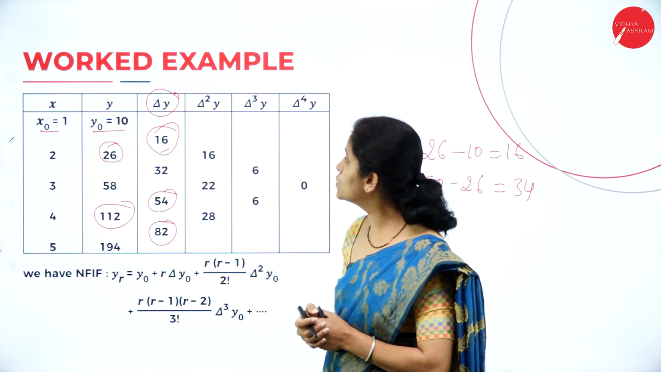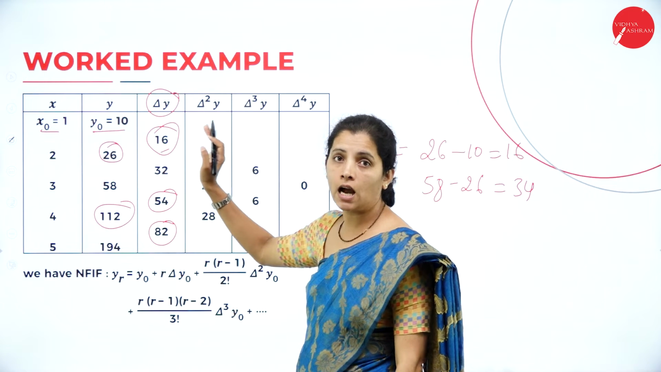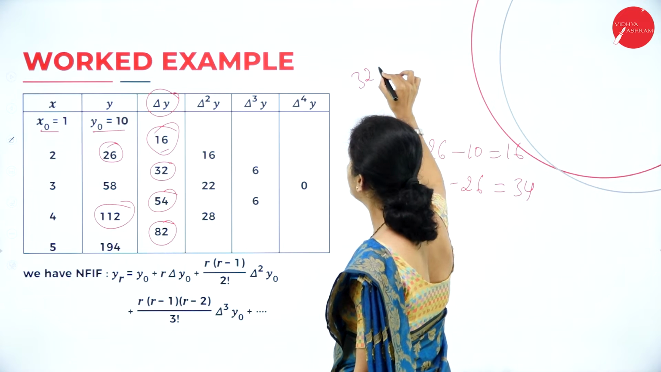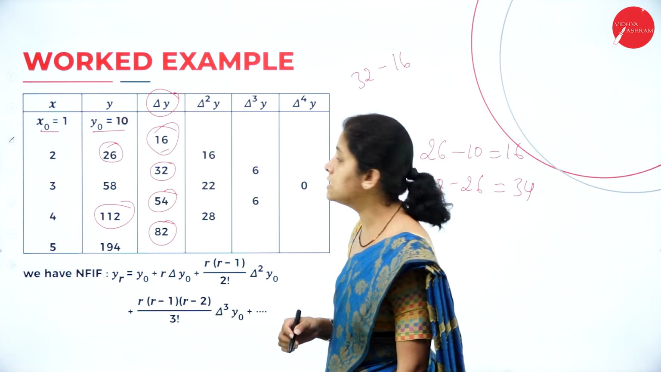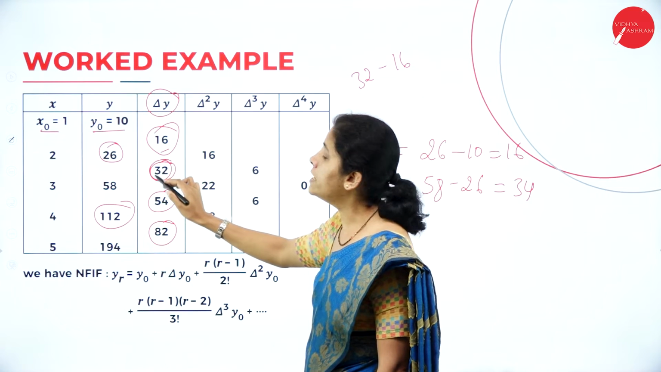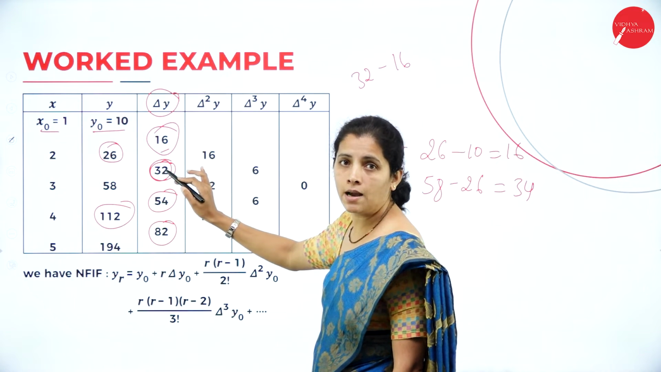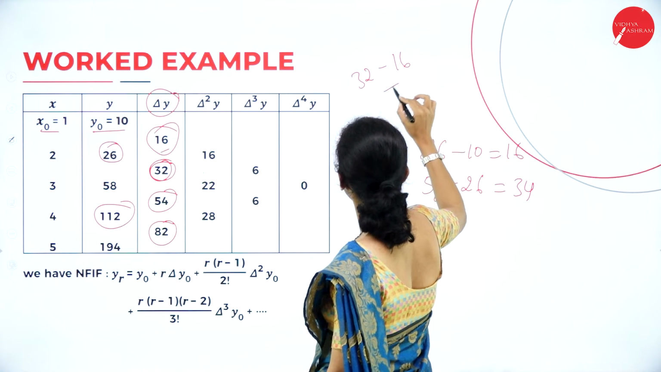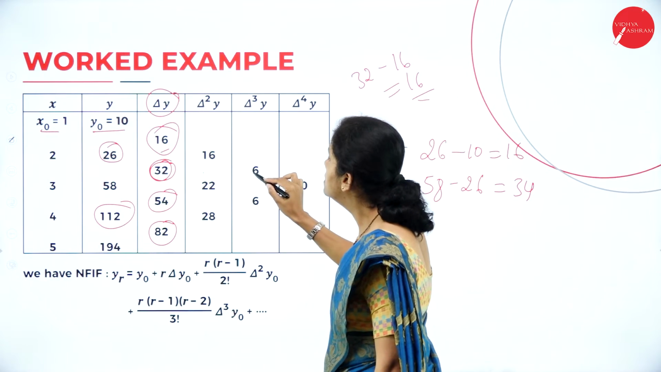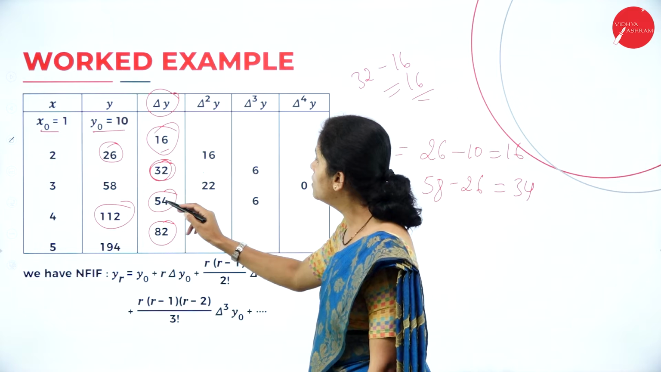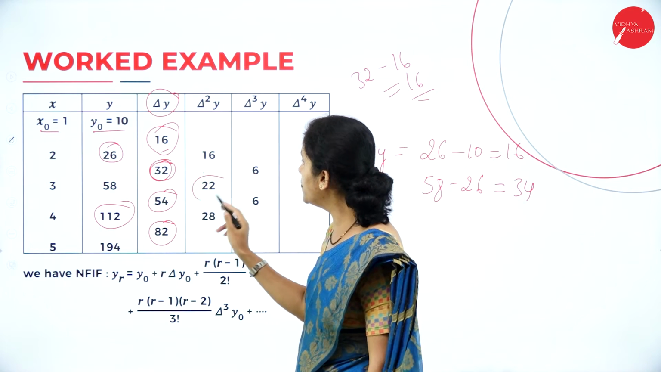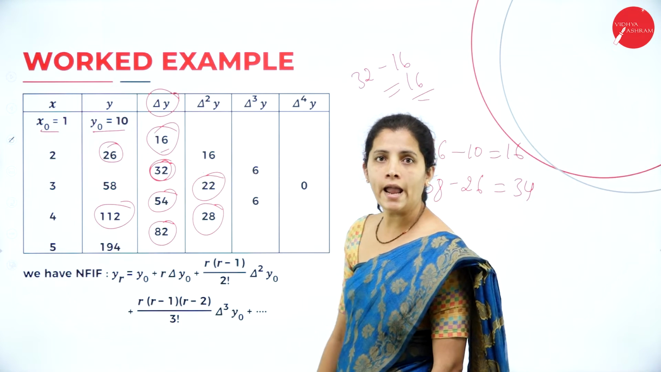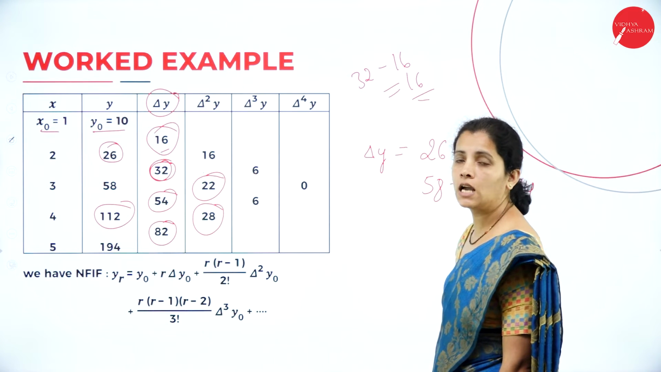To find delta square, I'm going to consider delta y. Now I have 32, so 32 minus 16. I'm going to consider the second number, and from the second number, I'm going to subtract the first number. So it is 32 minus 16, once again, it is 16. Now 54 minus 32, it is 22. 82 minus 54, it is 28.